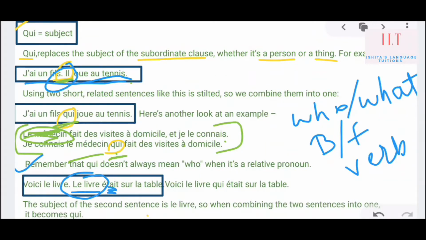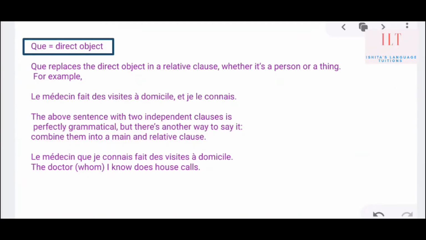So we can say voici le livre qui était sur la table. Ça va? The subject of the second sentence is le livre, so when combining the two sentences into one, it becomes qui. Alright? Okay, I hope qui is very clear. Qui equals subject. Okay, this is very, very important. Remember this. Moving on, que.